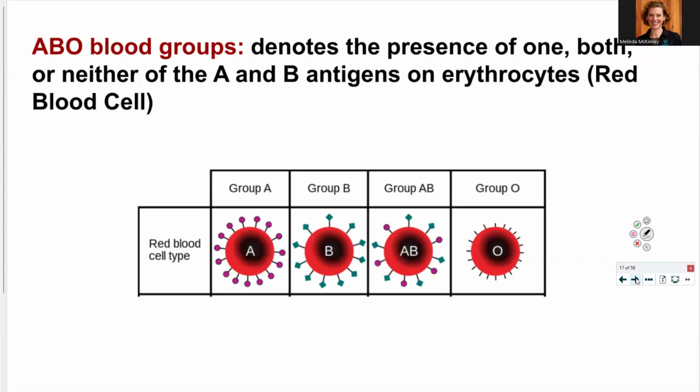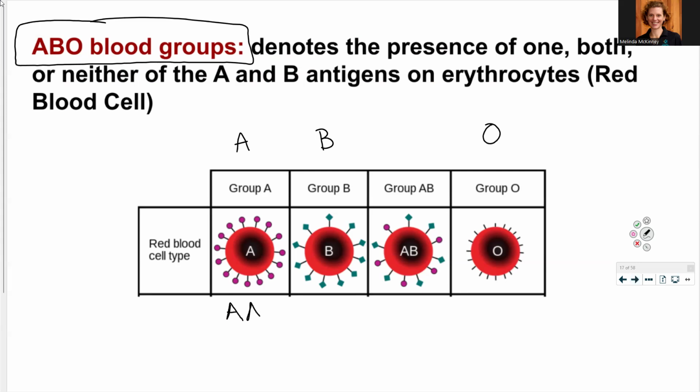An example of this that you should know is the ABO blood group. Your blood type is determined by multiple alleles. You could have the allele for A, you could have the allele for B, or you could have an allele O. If you have a genotype of AA or AO, you are type A blood.